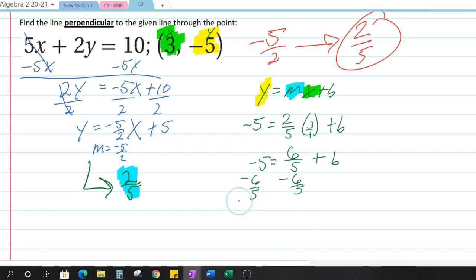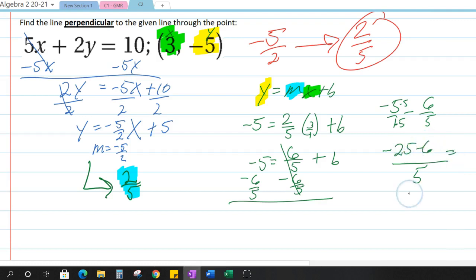When subtracting or adding fractions, do it as a side problem. 5 over 1 minus 6 over 5. I need a common denominator, which is going to be a 5, so I have to multiply this times 5. What I do to the bottom, I do to the top. That gives me a common denominator of 5, and on top I have negative 25 minus 6 is equal to negative 31 over 5. So b is equal to negative 31 over 5.